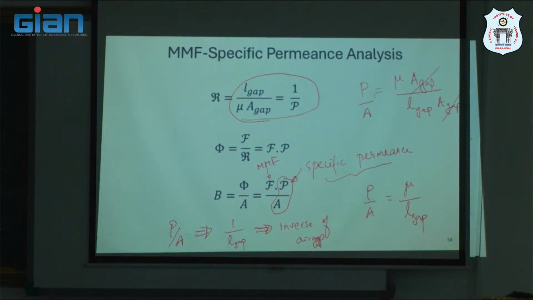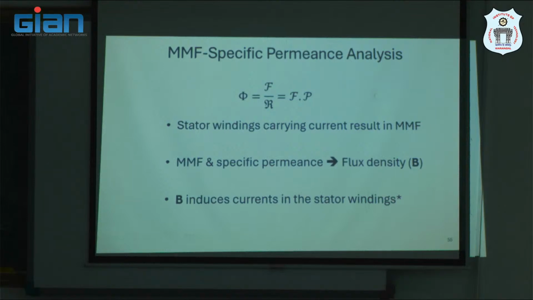So now we will try to do this analysis. So we know that if I can somehow model my air gap and its inverse as a function, and if the MMF for a machine is easy to express. MMF is ampere turns, right? So you know the turns, and if you know current, you can get ampere turns. It's not a big problem. So in MMF specific permeance analysis, what we will be doing is we will be looking at the MMF associated with the stator coils of a three-phase machine.